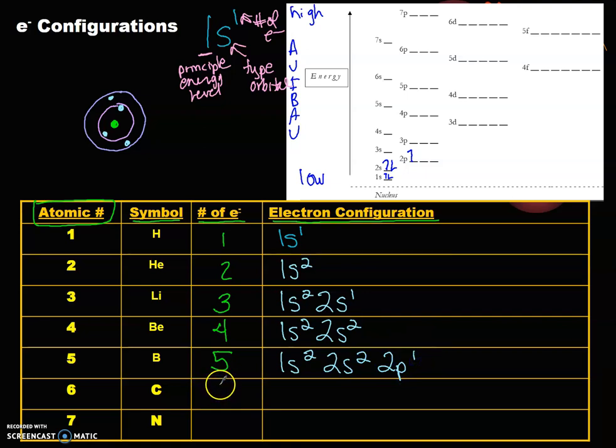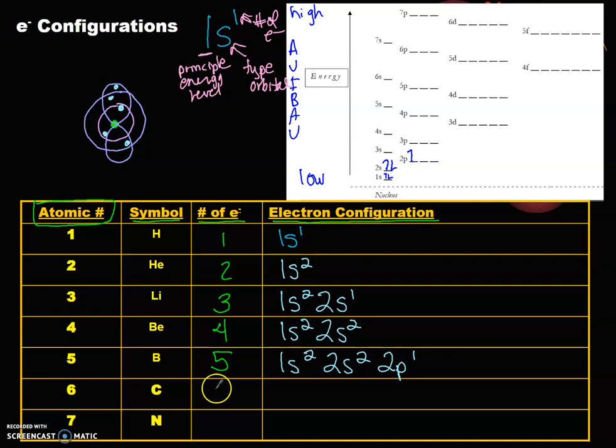Number 6, which is up here at the top, the drawing. So here's my 1s, here's my 2s. So then I do the 2p, and somewhere in the 2p, there is an electron.